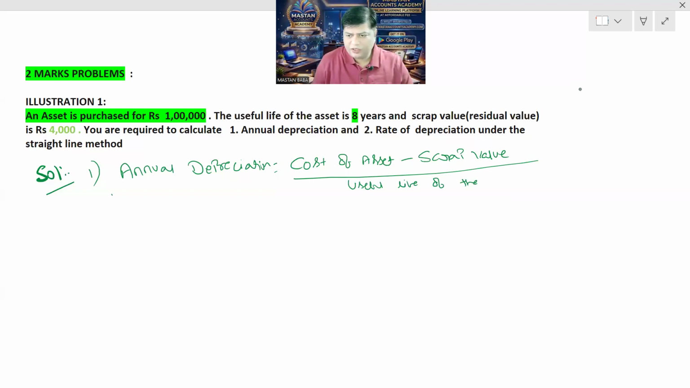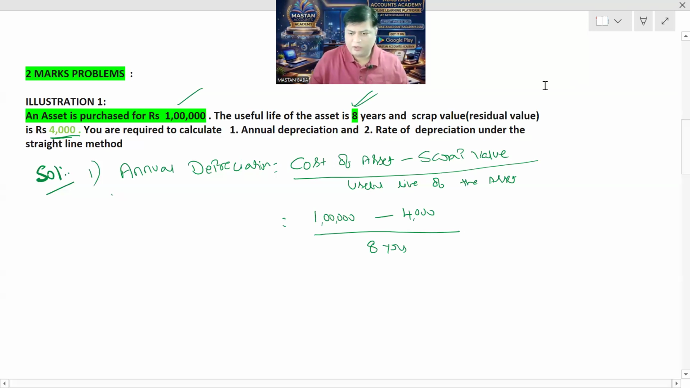So dear students, you can see on the screen, just apply the values. Cost of the asset: an asset is purchased for 1 lakh. There is no freight, carriage, or installation expenses, so take 1 lakh as it is. The scrap value given is 4,000 rupees after 8 years, and the useful life of the asset is 8 years. So 1 lakh minus 4,000 divided by 8 years.